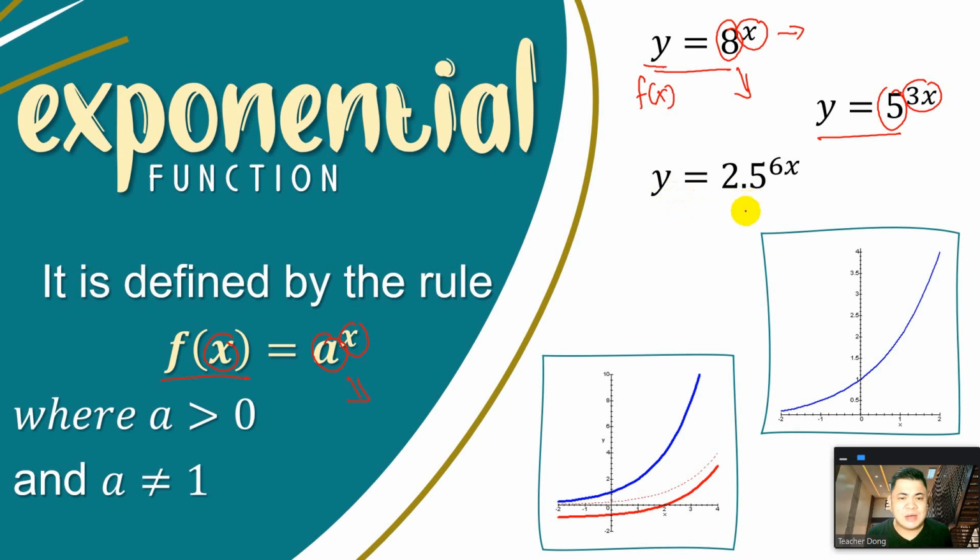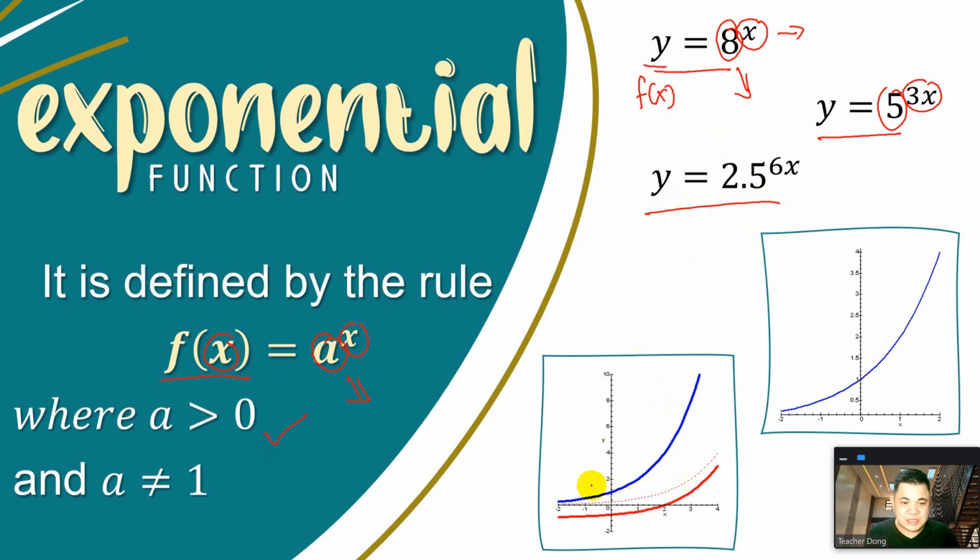Okay, and we have a decimal as the base. The only condition is that the base, or a, must be greater than 0 and not equal to 1. It's any real number other than 1, and it should be greater than 0. So we can have fractions, we can also have decimals, for as long as their values are greater than 0 and not equal to 1.